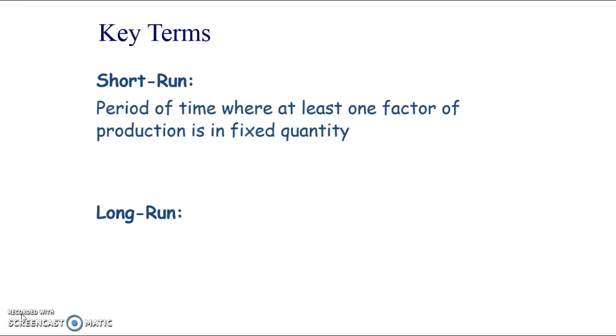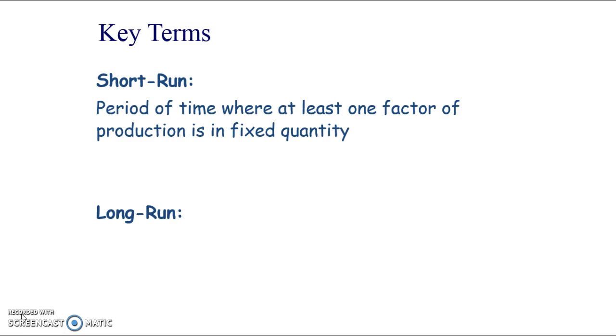So the short run is the period of time when at least one of those factors of production is in fixed quantity. For example, we'd usually say it's the capital, the building space that you have. You can't just expand your building very easily if you've got an increase in demand. That would be something in fixed quantity, whereas something like labour is usually a lot more flexible and you can take on temporary workers quite quickly.